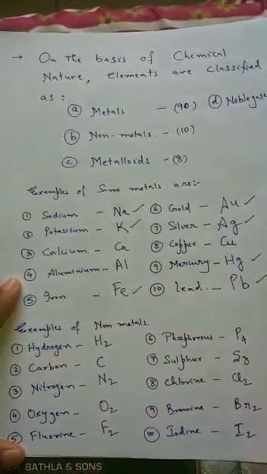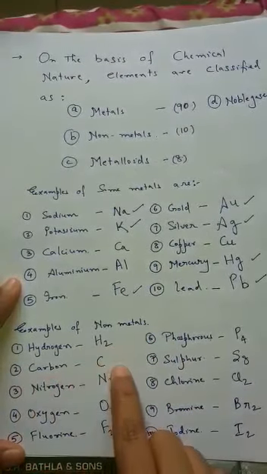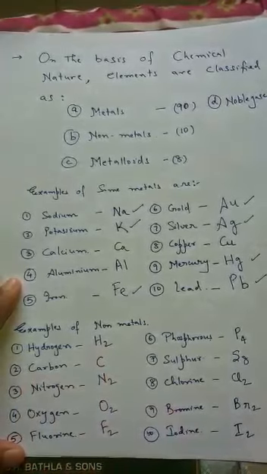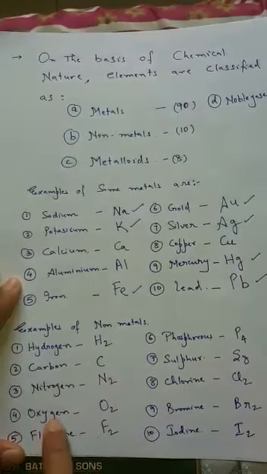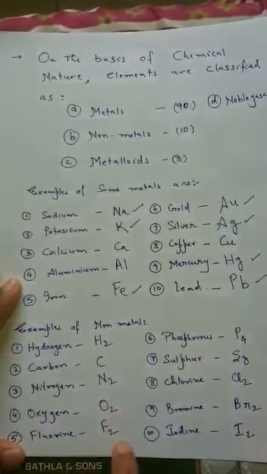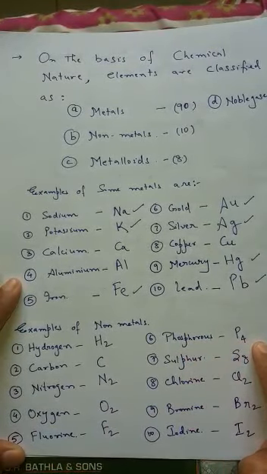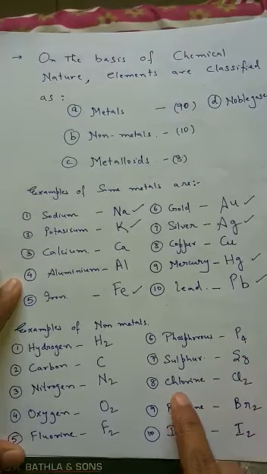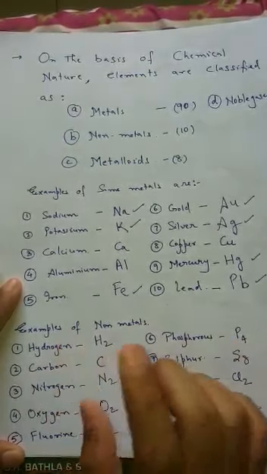Okay. Now, hydrogen's molecular formula is H2. Carbon exists in uniatomic state according to your book, but carbon can exist in several different forms. Nitrogen exists in diatomic state. Oxygen exists in diatomic state. Fluorine exists in diatomic state. Phosphorus, as I had already discussed, exists in tetraatomic state, and sulfur in octaatomic state. Now, chlorine in diatomic state, bromine in diatomic state, and iodine in diatomic state. So these are examples of non-metals.